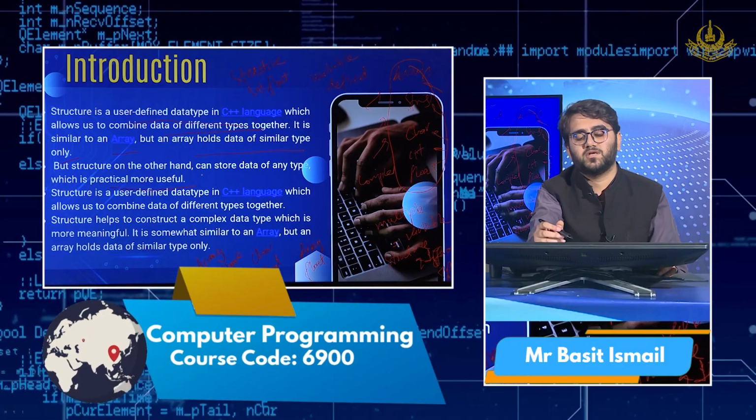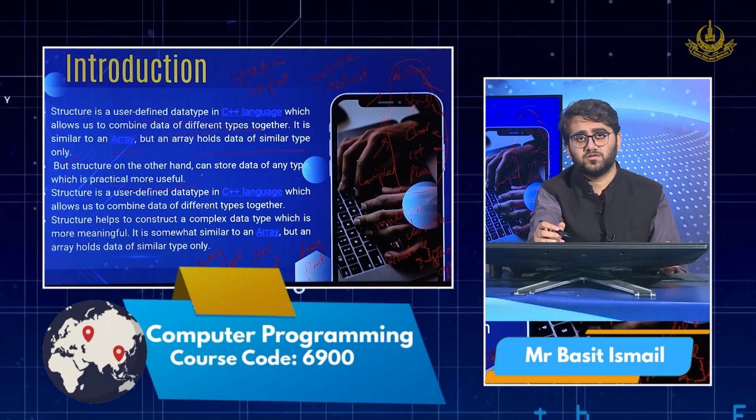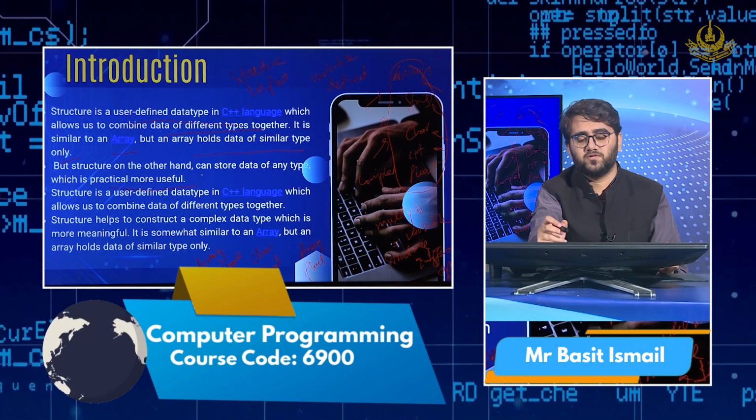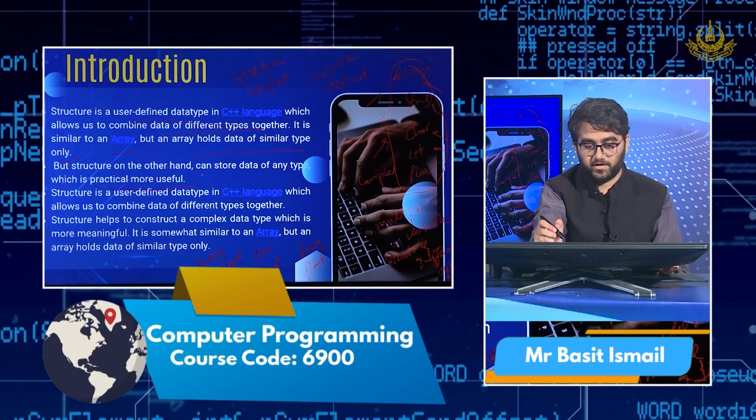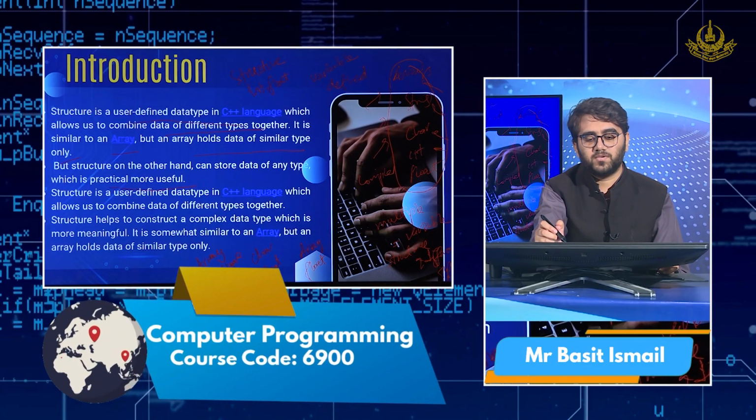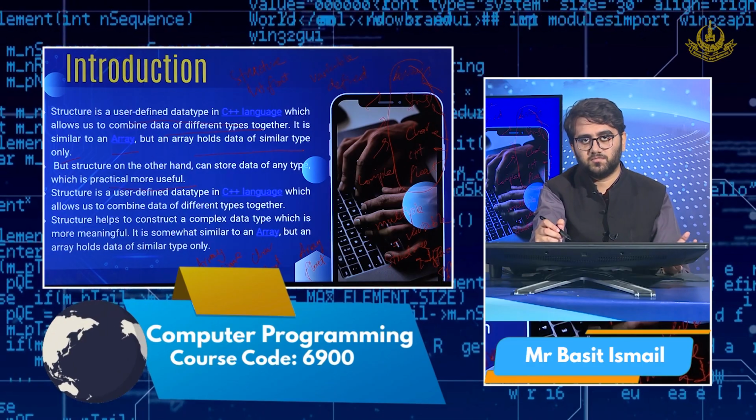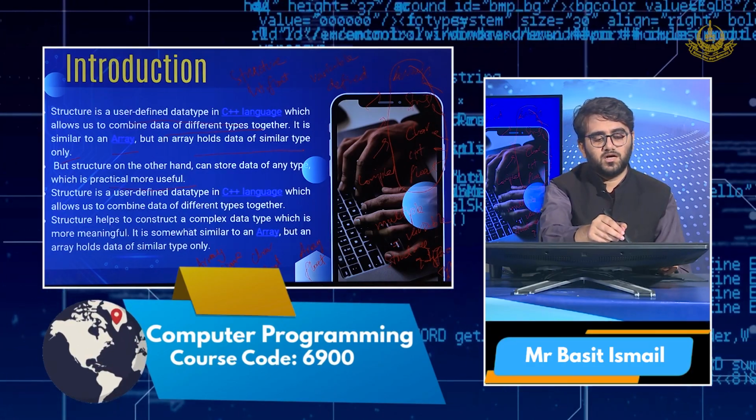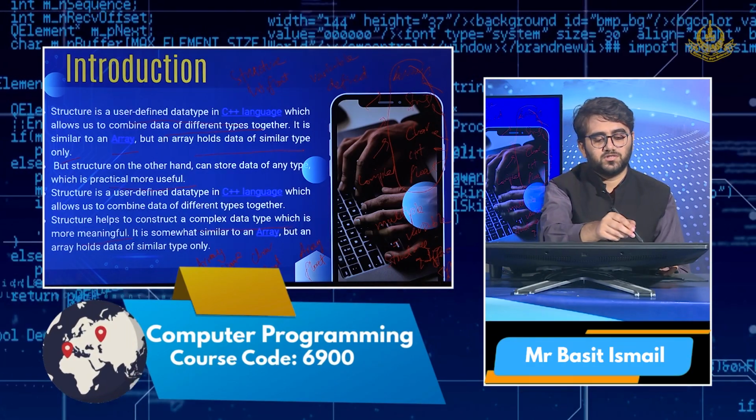So, it is just explaining what I have just said, that a structure on the other hand has variables of different data types. Structure is a user defined data type which allows us to combine data of different types together. So, you can combine different types of data together. Structure helps to construct a complex data type which is more meaningful.